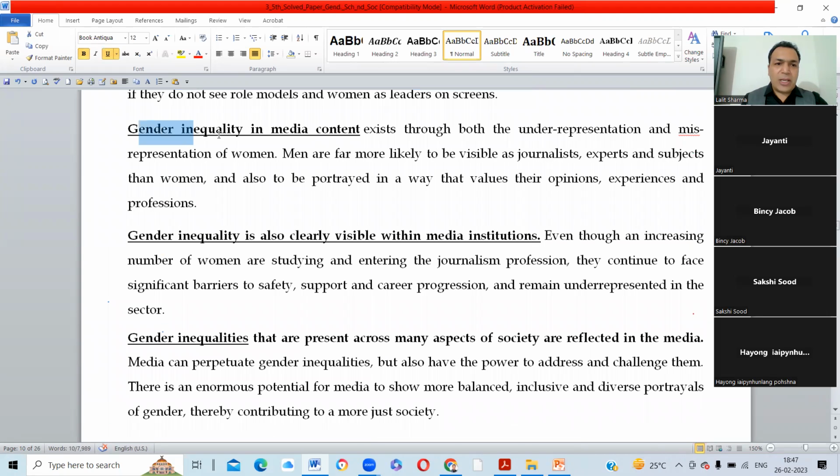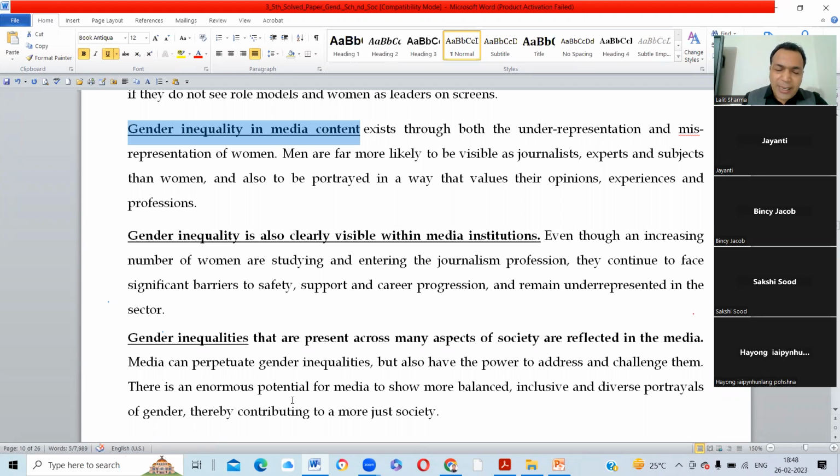Then gender inequality in media content. You would agree. In the media content, you will see the gender inequality. Guys, leave media content, even in the school curriculum, in the school textbook, in the syllabus, you will see the gender inequality, right? Because men are portrayed more and more over there. Females are given less priority in our syllabus also, in our curriculum also. That's why the new education policy has come, right guys, where equal opportunity is given.